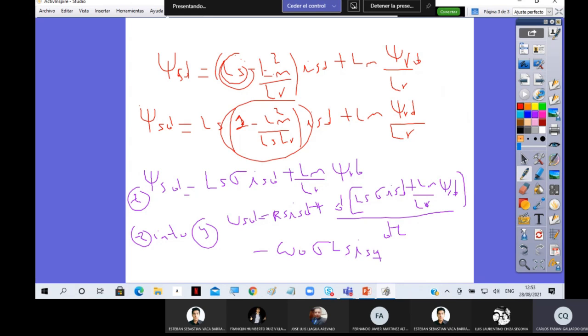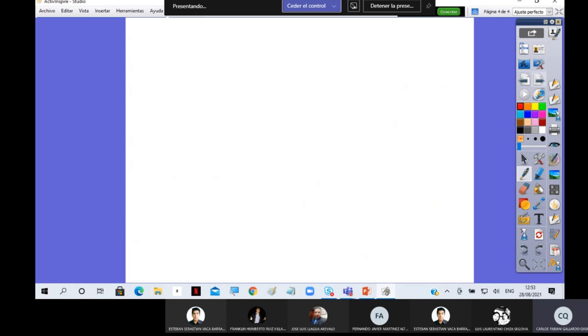So taking the derivative, I will get my first final equation. Okay, so my first final equation is the stator voltage on the d axis is equal to the stator resistance times the stator current on the d axis plus the leakage coefficient times the stator inductance, taking the derivative of the stator current on the d axis with respect to the time, okay?